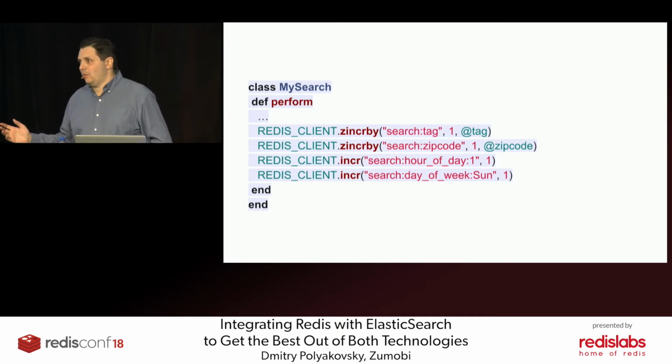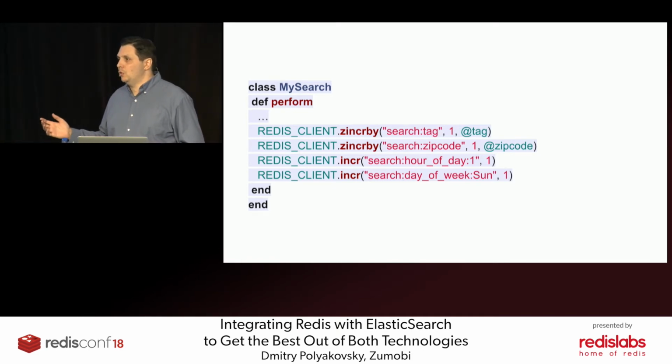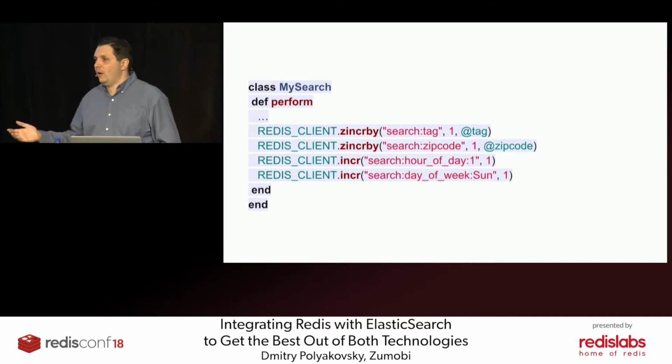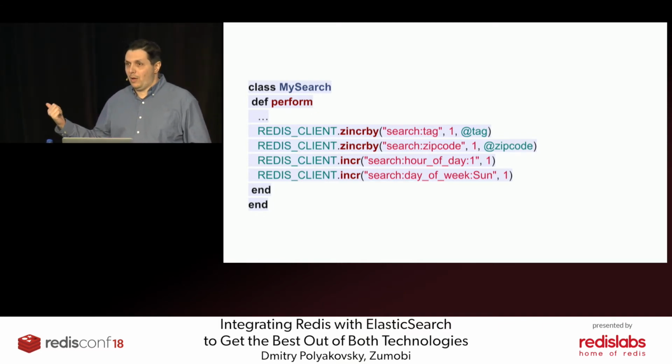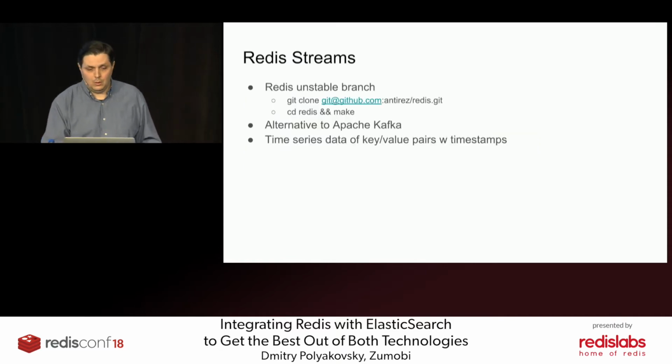The biggest downside of this approach is that there's no way to drill in on this data. Like, there's no way to say how many searches were done for Java yesterday from this specific zip code, because we're just not storing that level of granularity in the current Redis data structures. So this is where Redis Streams can come in handy.